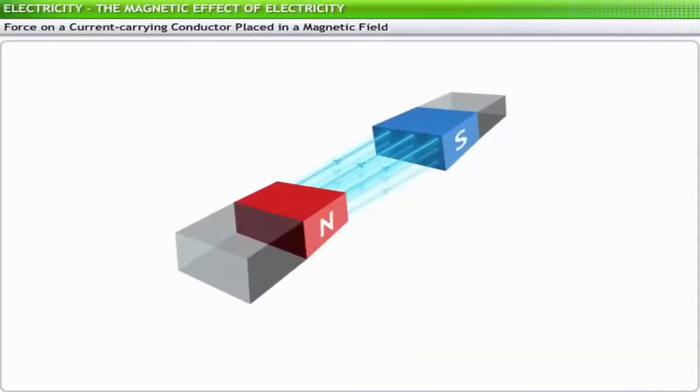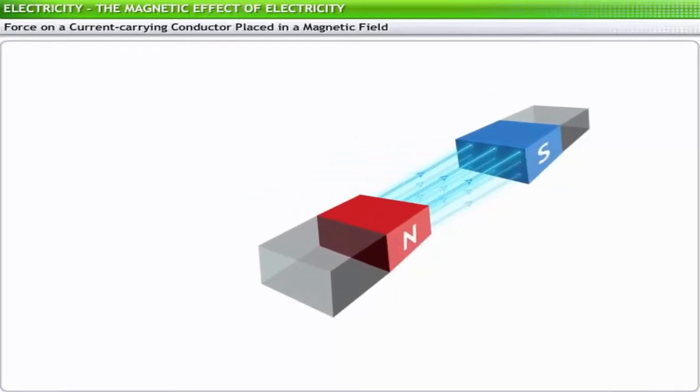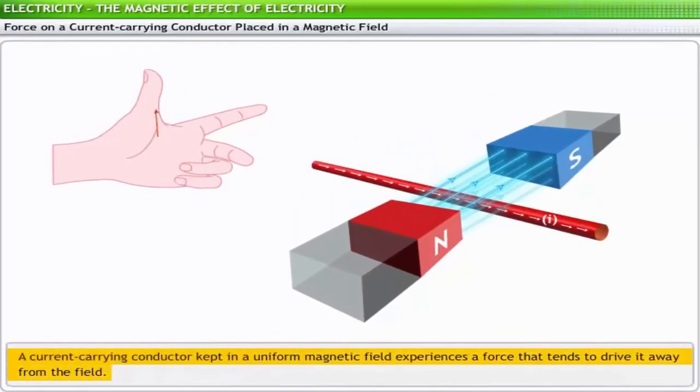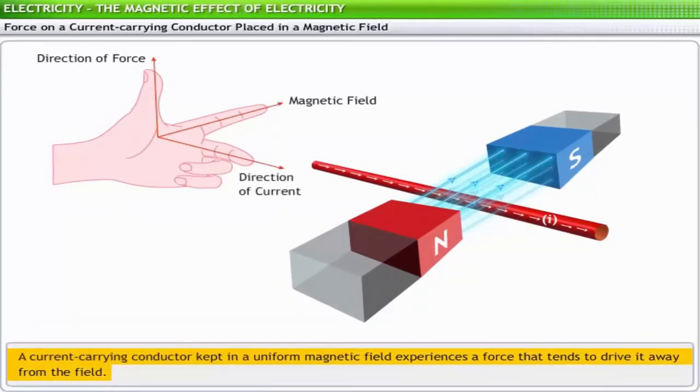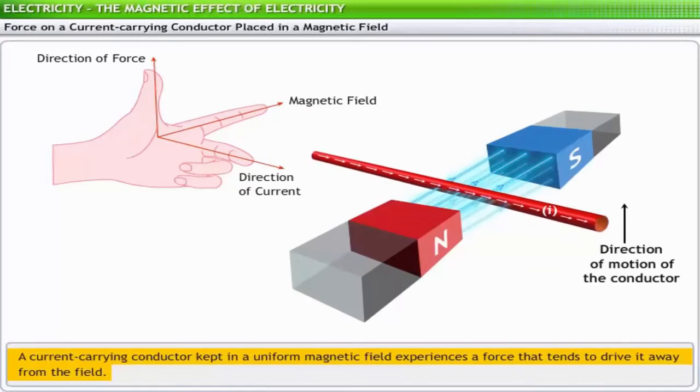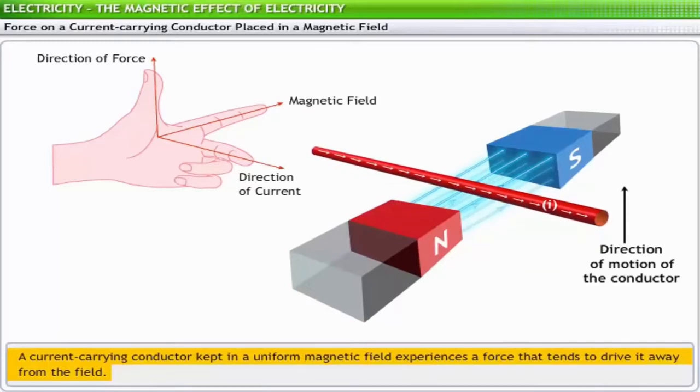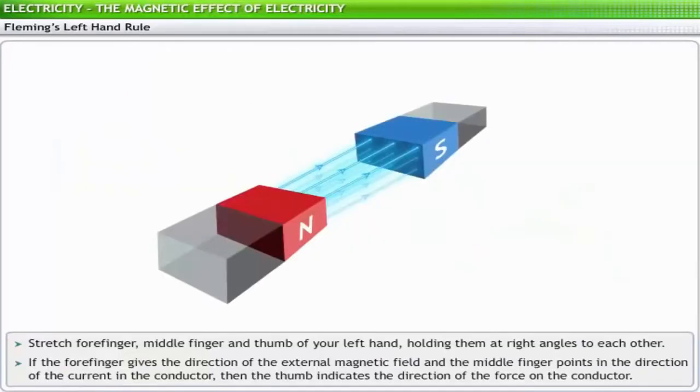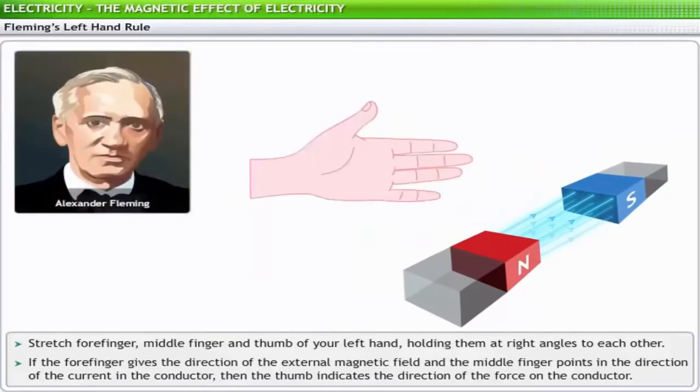A magnetic field exerts a force on the magnetic objects under its influence. Therefore, a current-carrying conductor kept in a uniform magnetic field experiences a force that tends to drive it away from the field. The direction of the force on a current-carrying conductor in a magnetic field can be determined using Fleming's left-hand rule.